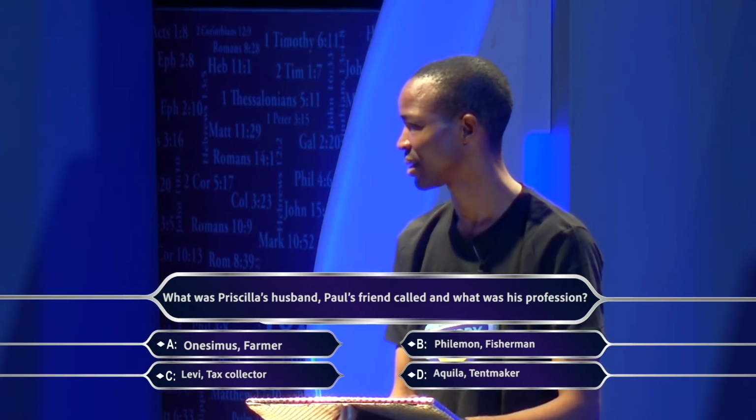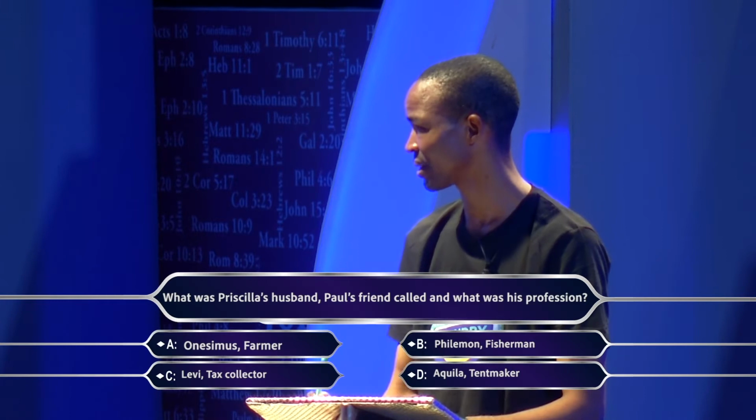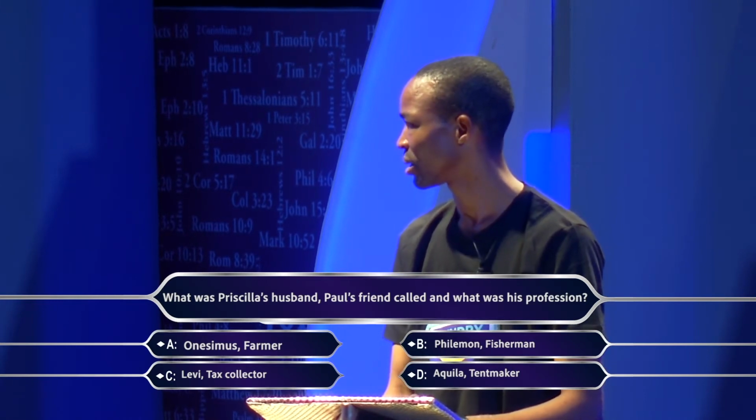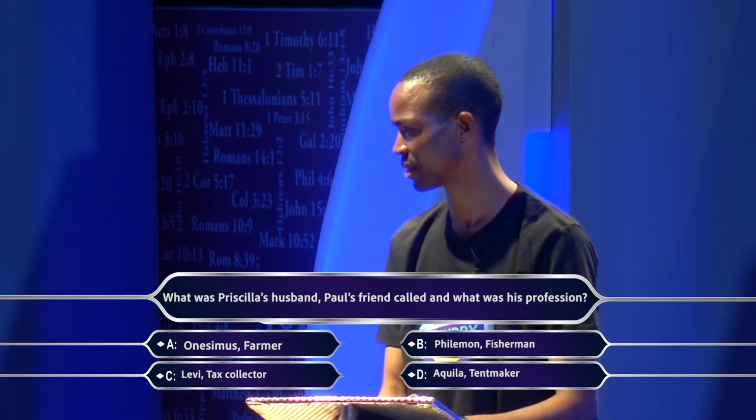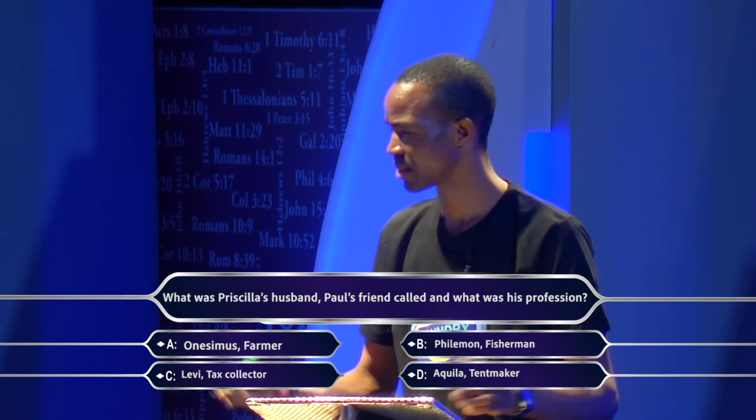Why didn't you say Aquila? That was an opportunity for you. That's what I said. I said Aquila, tent maker. Oh, you said D. Okay, sorry. I said D. Aquila, tent maker. All right, he's correct. I'll give it to you. Thank you, sir. 10 points to you.